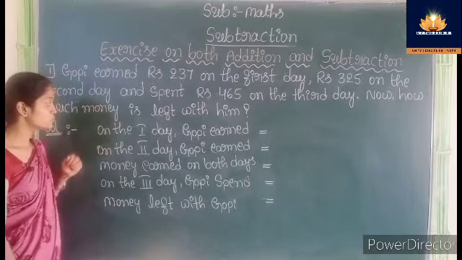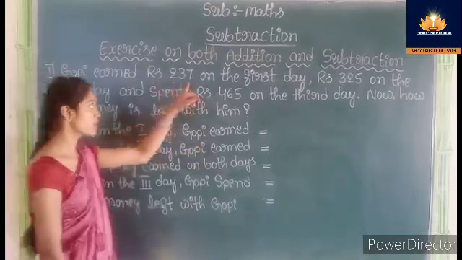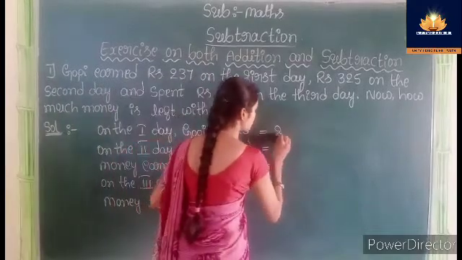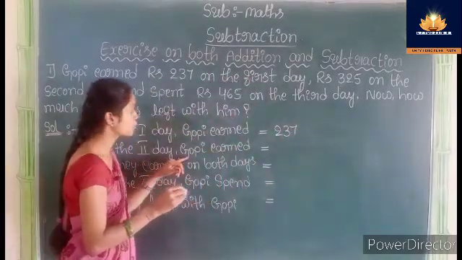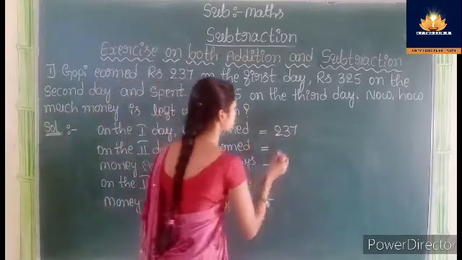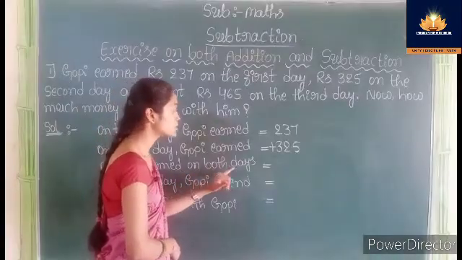Let us find out. On the first day Gopi earned, that is 237. On the second day Gopi earned, that is 325. Money earned on both days.